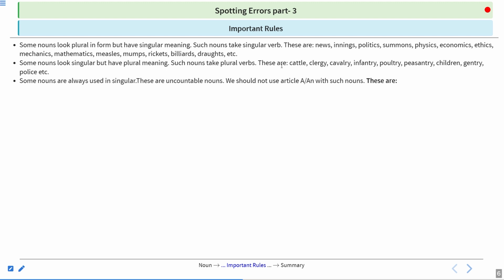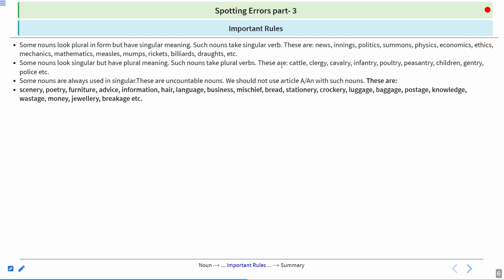Some nouns are always used in singular. These are uncountable nouns. We should not use the article a or an with such nouns. These are scenery, poetry, furniture, advice, information, hair, language, business, mischief, bread, stationery, crockery, luggage, baggage, postage, knowledge, wastage, money, jewelry, breakage, etc. So these are uncountable nouns and we do not use any article or determiner with them, because they are considered uncountable. And we have to use a singular verb with these nouns.